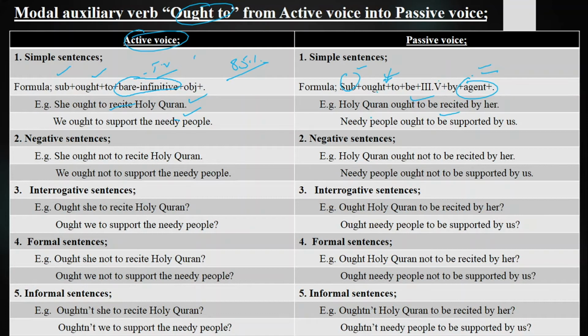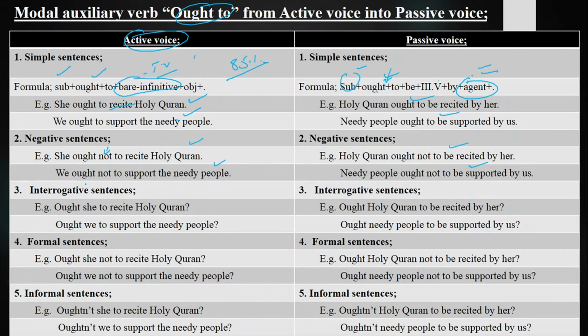After that, we have got the negative sentences. What are negative sentences? Those sentences in which we deny the statement, reject the statement, or refuse the statement. While making negative sentences, as I told you, between ought and to you will be putting not. Like, she ought not to recite Holy Quran. Holy Quran ought not to be recited by her. We ought not to support the needy people. Needy people ought not to be supported by us.